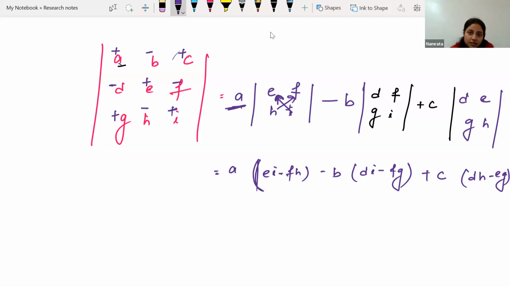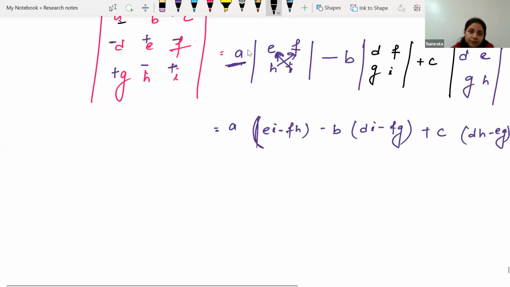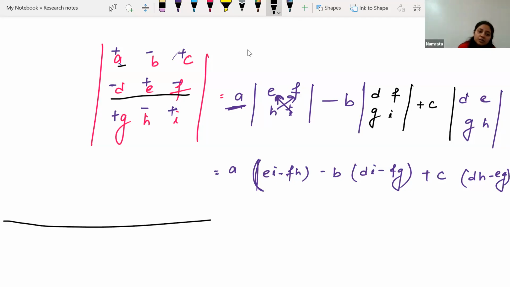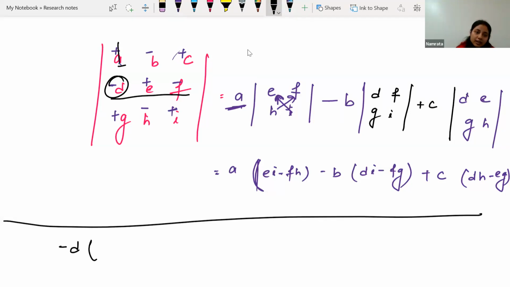I was saying that even if you take, suppose I am taking the second row and I want to expand by taking the second row. Okay, so instead of the first method, I can write as minus d. Now the same process. Since I have taken D, I will be covering this column and this row. What are we left with? We are left with B, C, H, I.